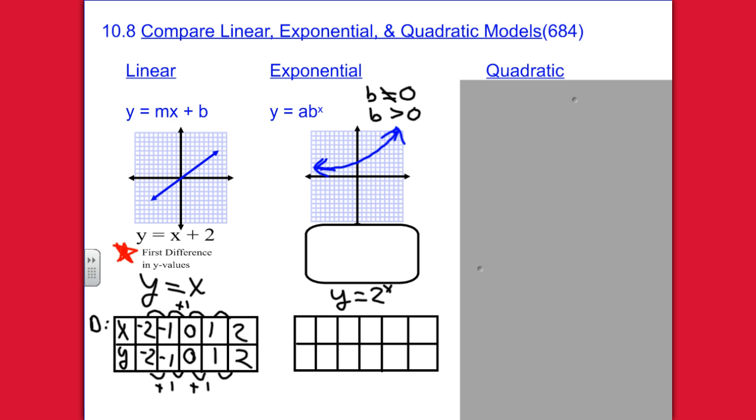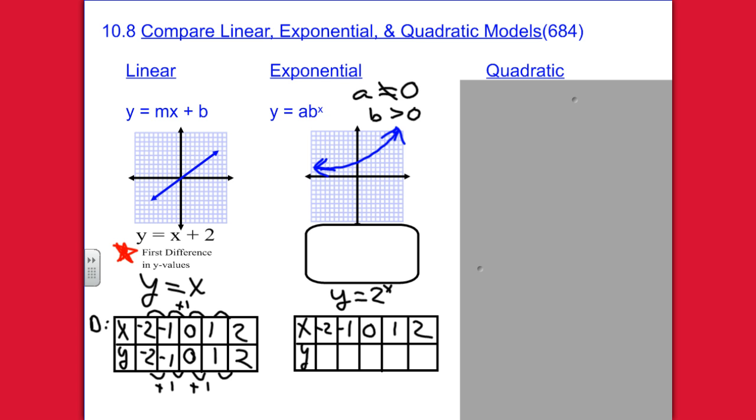And what may a not be? 0. A may not be 0, right? Because what would happen if a was 0? It would wipe it out. It wipes everything out. Okay. So let's try some values in this table. May we use the same domain? Could we have negative exponents? Yes, so let's do it. Negative 2, negative 1, 0, 1, and 2.